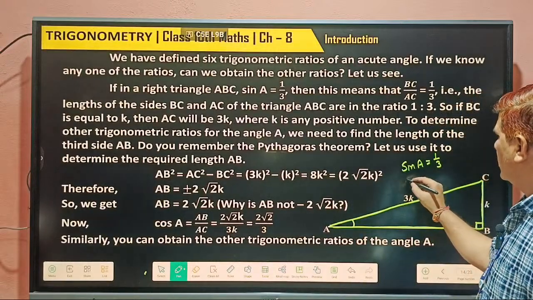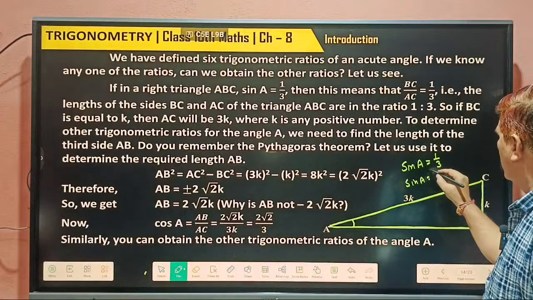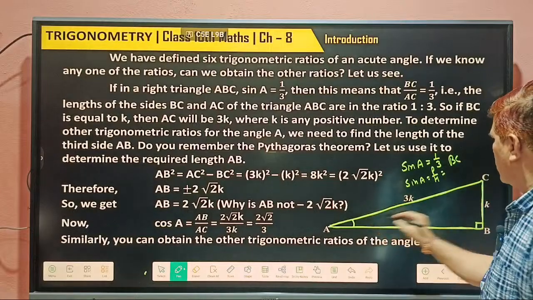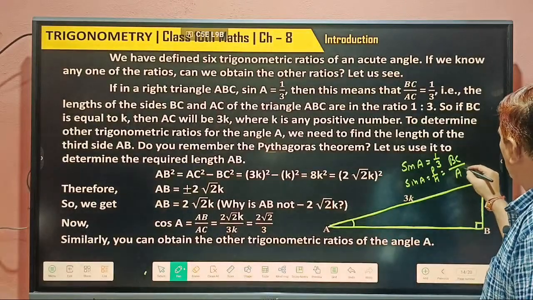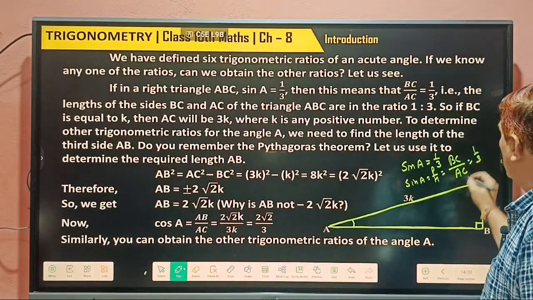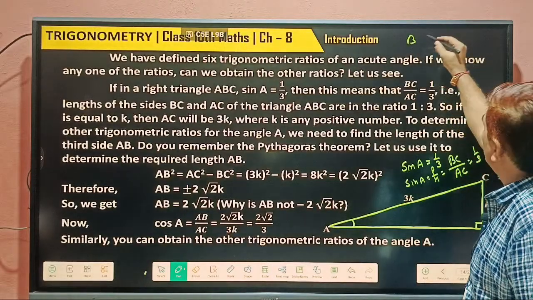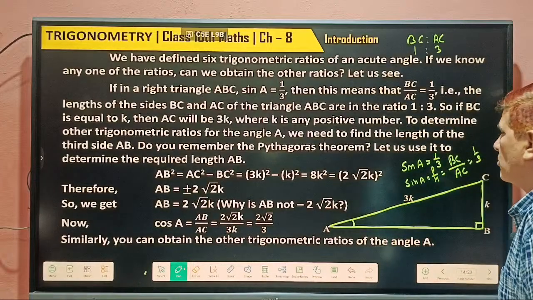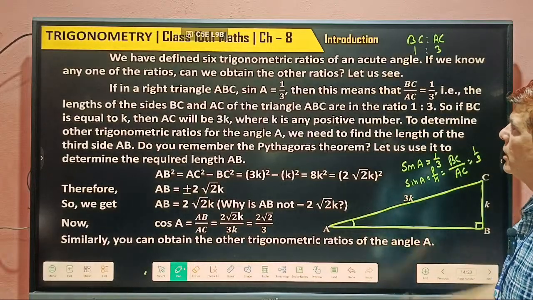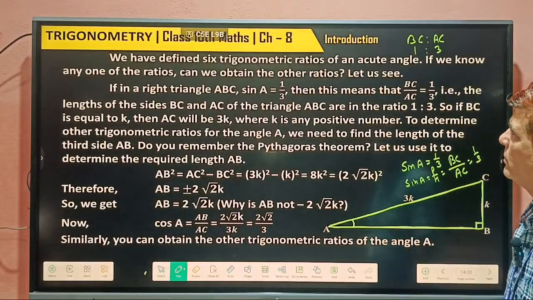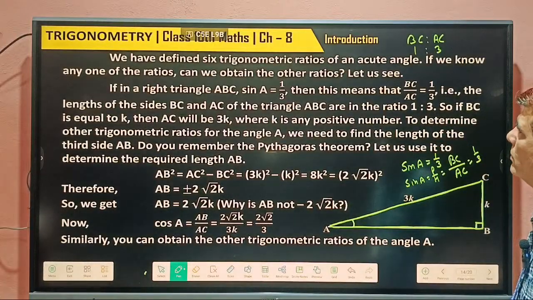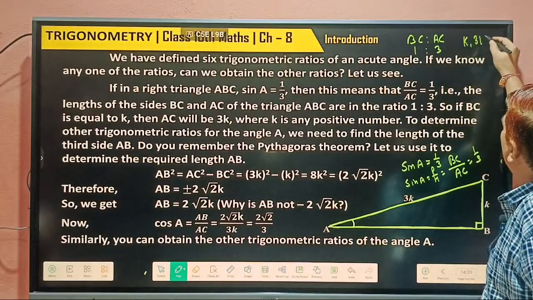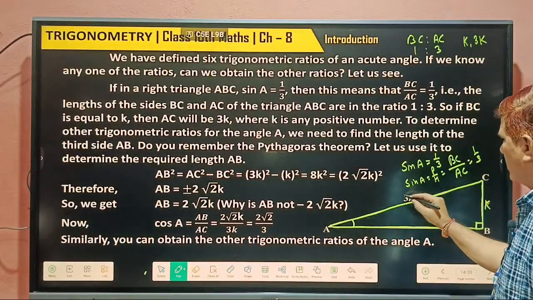What's its meaning? The sine of A is equal to perpendicular by hypotenuse. Which one is the perpendicular? BC, opposite to it. BC by AC equals 1 by 3. Its meaning is BC is to AC as 1 is to 3. Understood? So we can say BC equals K and AC is 3K.